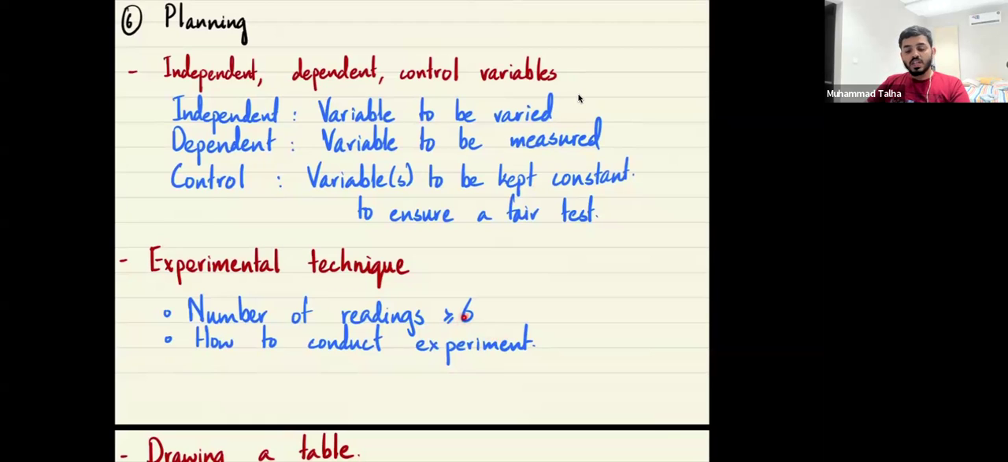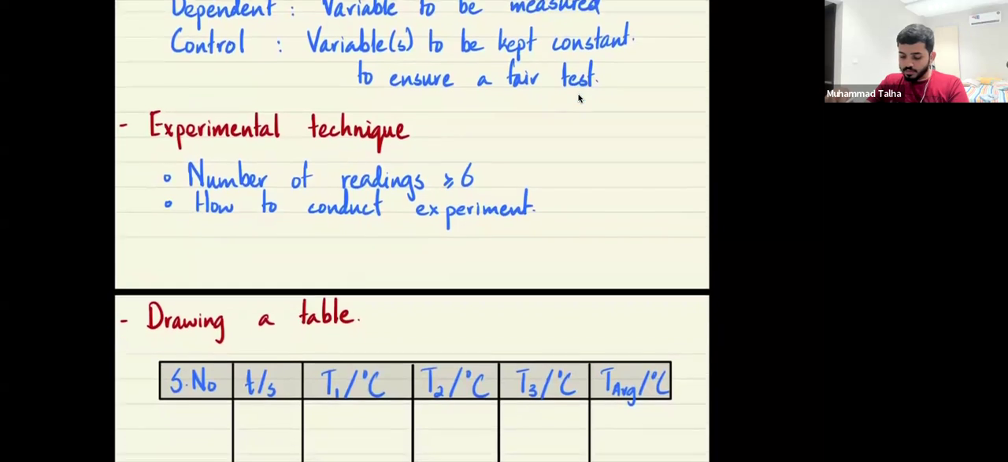But again, when you are writing your planning question, you will not just say, I'll take 6 readings. You will give your answer according to the context. So, for example, I remember that one of these questions that we were doing was where we were testing different thicknesses of insulation to see what affects the rate of cooling. In that case, what I would say is that you use 6 different thicknesses of that insulating material, right? So just make it slightly according to the context.